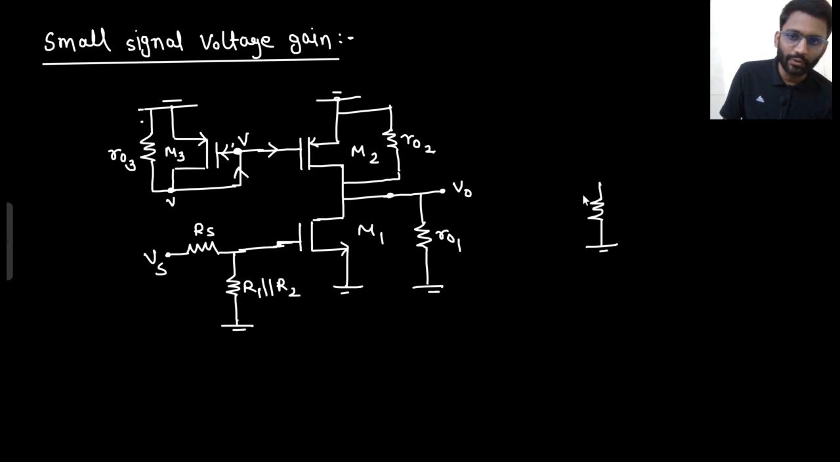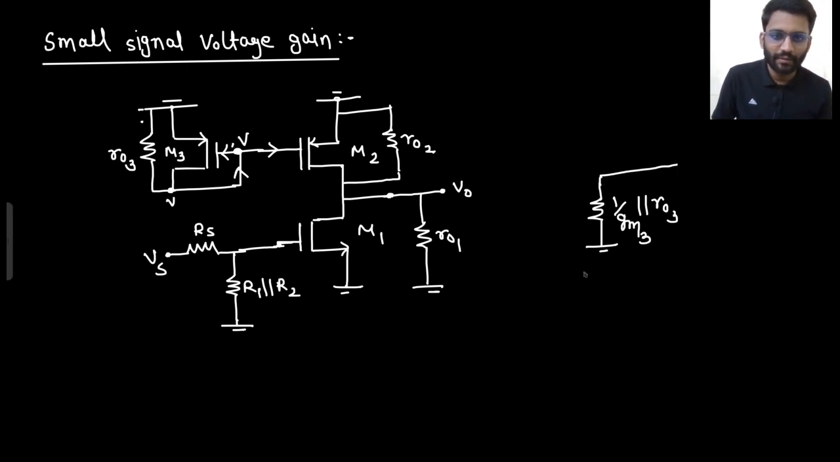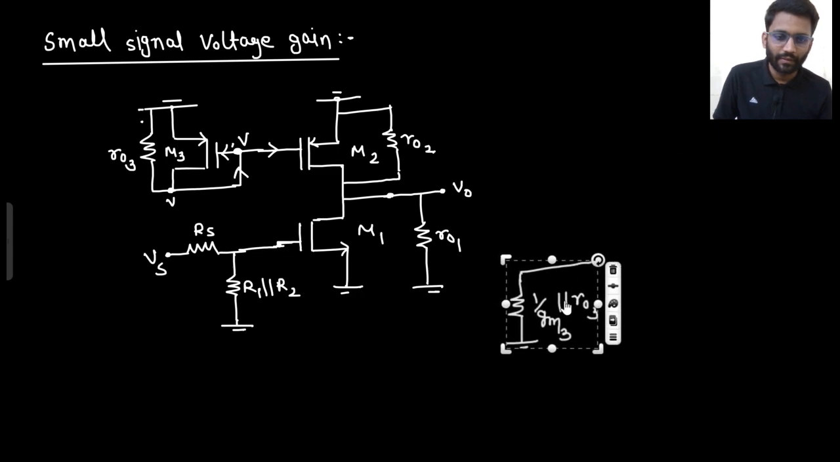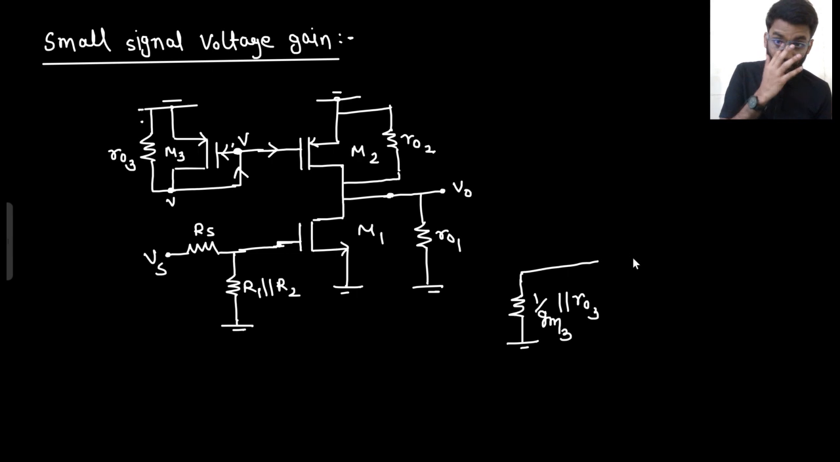From V to ground, what do you see? 1 by GM3 parallel with R03. Now, this is the circuit: 1 by GM parallel with R03. Now, this potential is being fed here. Now, this is the same, right?